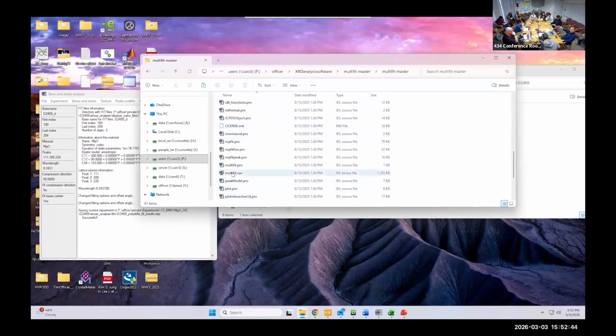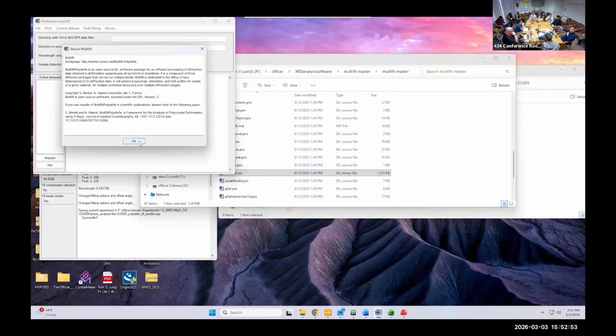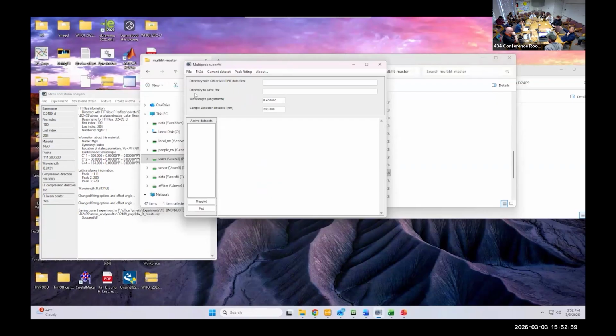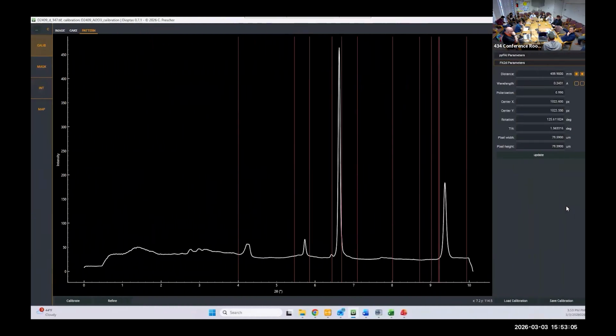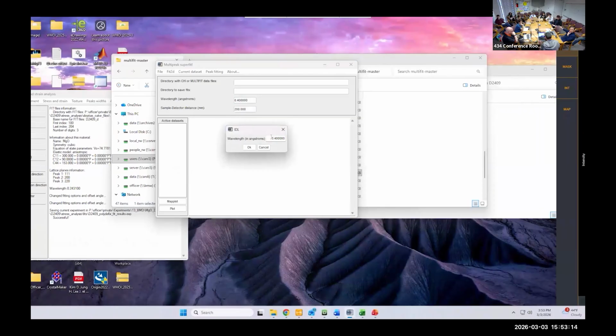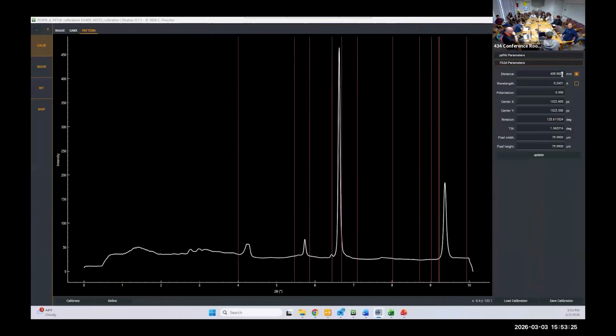So we want multifit.save. This is the executable thing. So here you need to put in some parameters. We need to put in the wavelength and the sample detector distance. We can get that from Dioptis. So the wavelength is 0.2431 angstroms. The sample detector distance is 459.9.